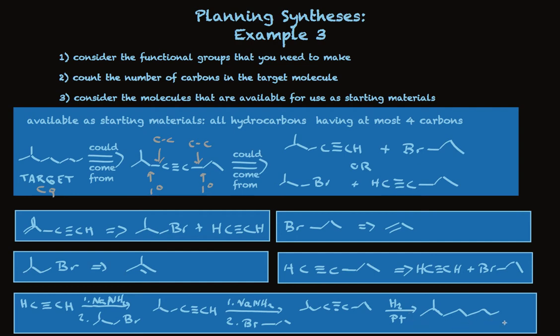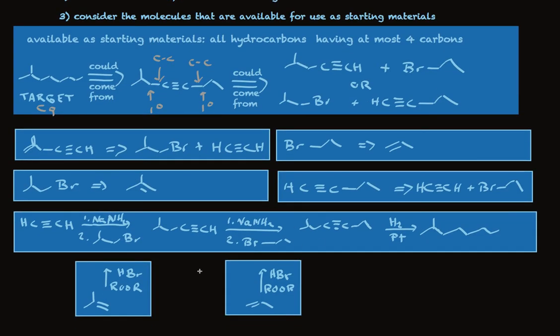But wait, we haven't said yet how we'll make the alkyl bromides we need. Those alkyl bromides will be made using anti-Markovnikov addition of HBr. And those conditions are HBr plus a dialkyl peroxide. One of them will start with isobutylene to make isobutyl bromide, and the other one will start with propylene to make N-propyl bromide. And there you have it.